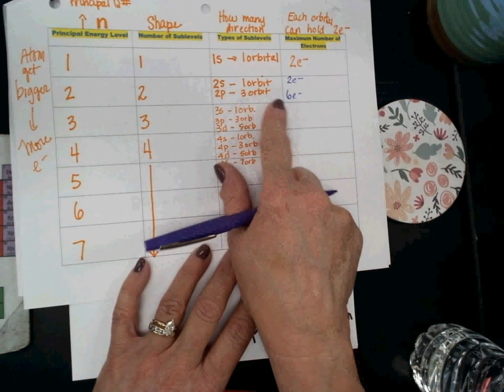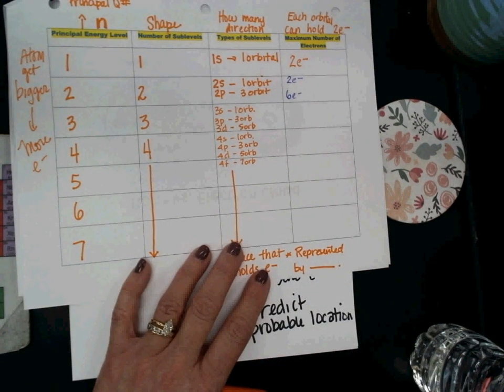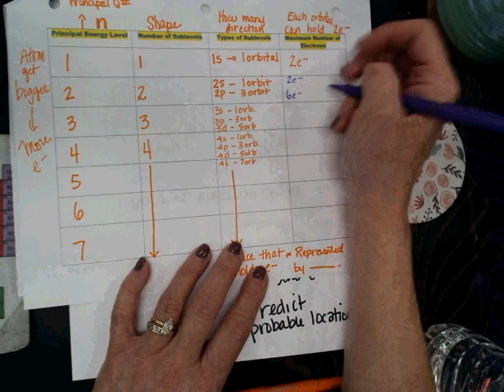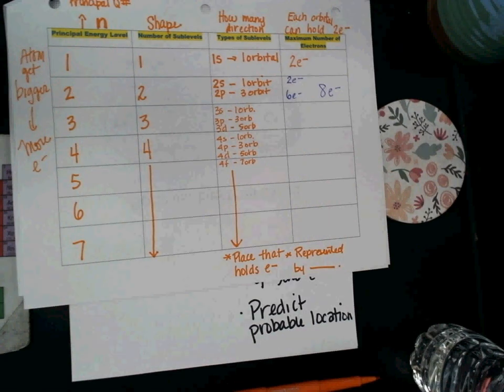There are 3 of them. Each one can hold 2, so it's a simple 3 times 2. How many total electrons can the second energy level hold? What, Tayden? 8. He just added them together. He's right. So my second energy level can hold 8.